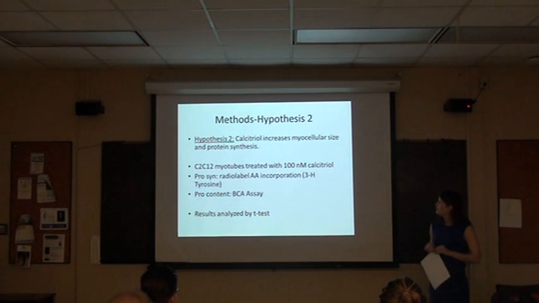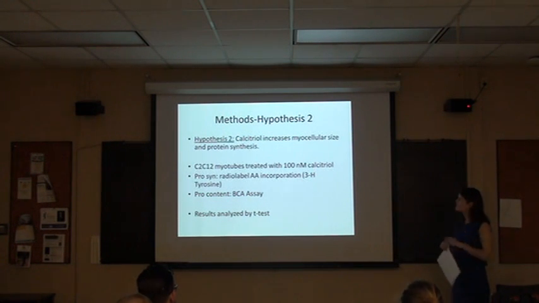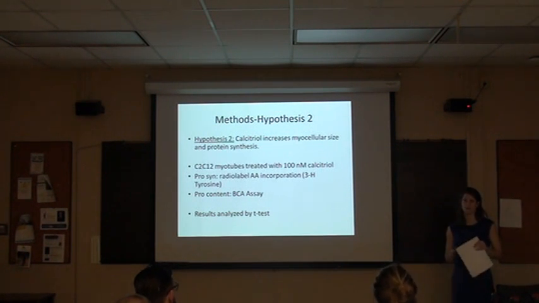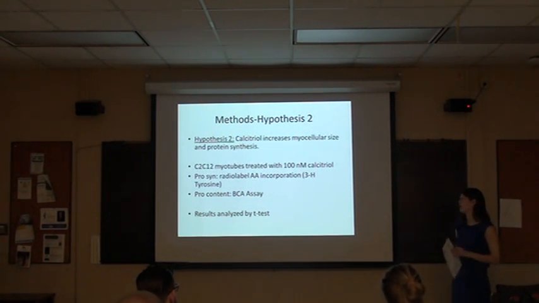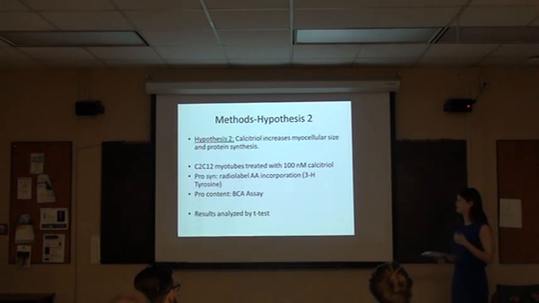So, methods for hypothesis 2: calcitriol increases myocellular size and protein synthesis. We have C2C12 myotubes treated with 100 nanomolar of calcitriol. That is the dosage that we decided to give. Just for your information, it's a pretty high dose, more so than what we see in the literature, but that's the dose that we went with.